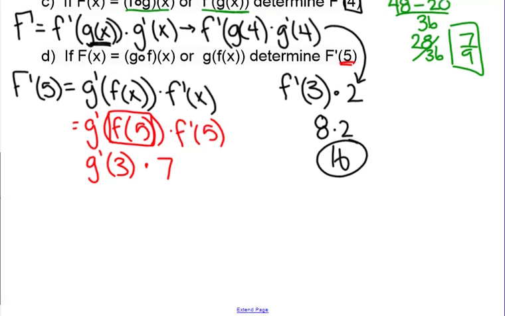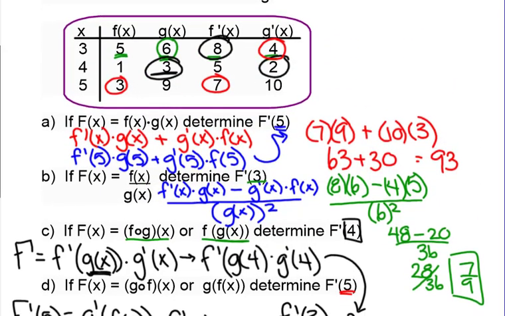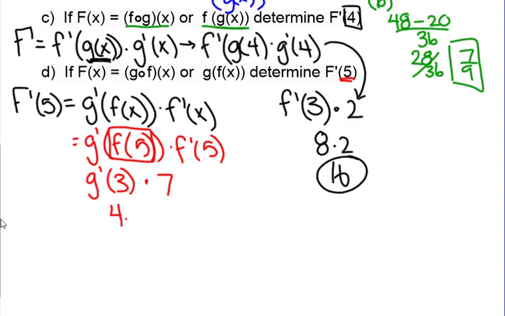And then our g prime of 3. G prime of 3 is 4. 4 times 7 is 28. And so that's how you do those ones.